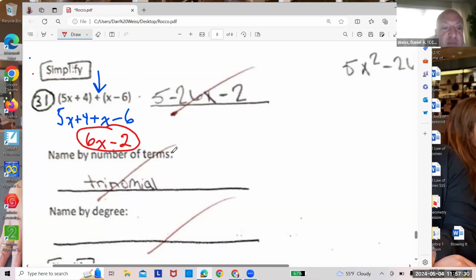By number of terms, this is going to be a binomial because it's 2 terms. By degree, because the highest degree is a 1, x to the first power, this is just first degree.